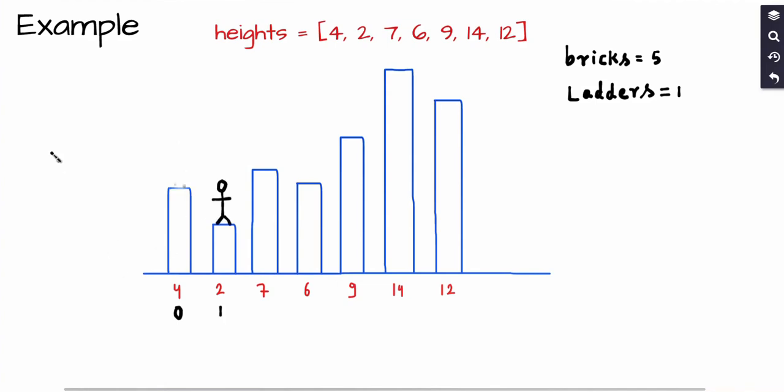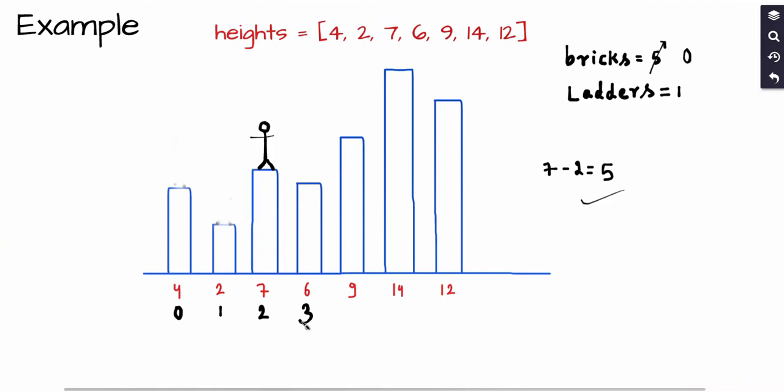Here I'm standing on building number 1 and now I want to jump to the next building, which is building number 2, using either bricks or ladders. How many bricks do I have to use to jump to building number 2? That is equal to the difference between the height of the second building and the height of the first building, which is 7 minus 2, that is 5. We require 5 bricks and we have 5 bricks to make this move. So we jump to building number 2. Here I'm standing on building number 2 and I have 0 bricks remaining.